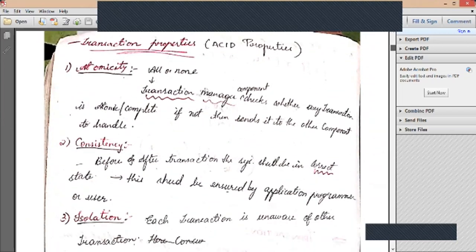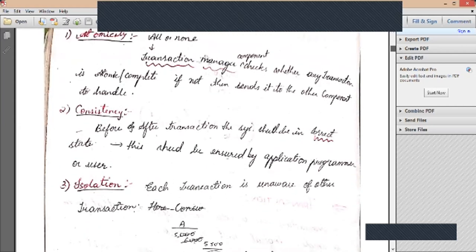Next, we'll see the properties of a transaction. Those are the ACID properties. One is atomicity, that is all or none. Now what does this mean? Either the transaction shall execute completely or it should not execute at all. And why do we do this? To maintain the consistency of the database.